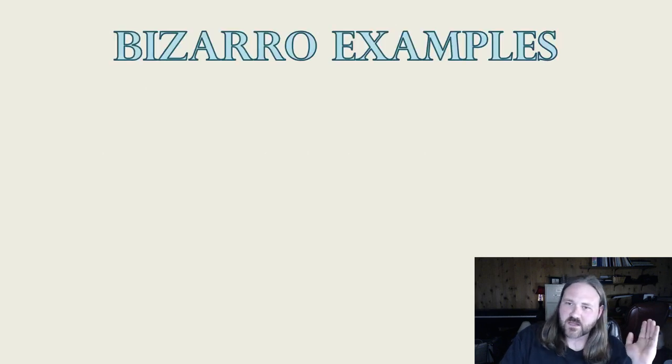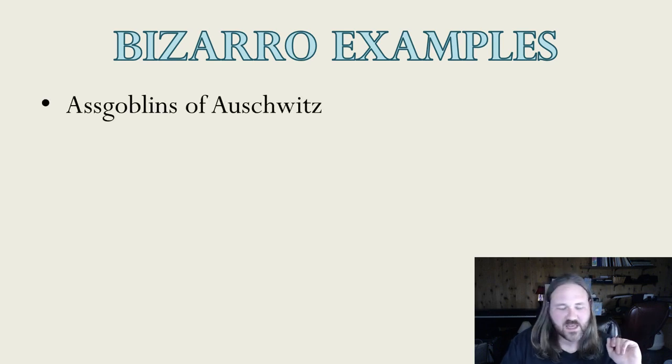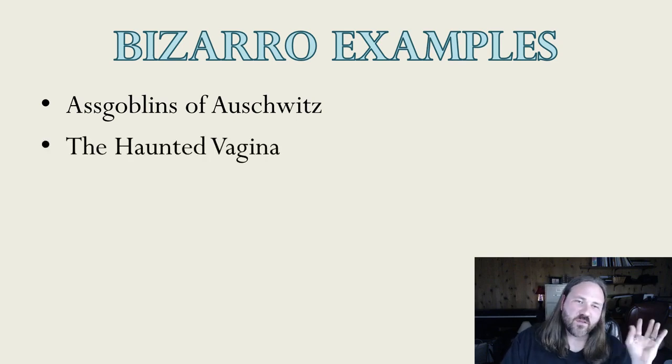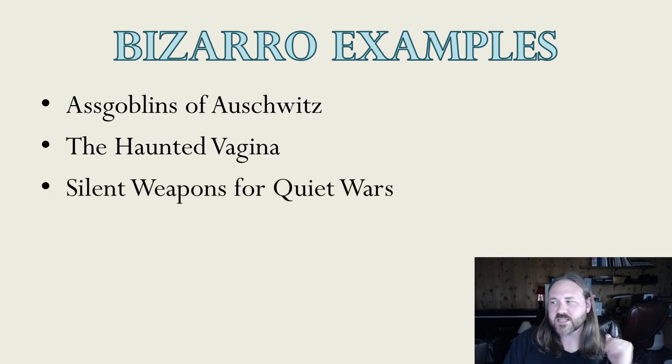Bizarro examples: I don't read a lot of Bizarro fiction, so these are just some of the ones that I know of. Ask for Goblins of Auschwitz is a zany and bizarre book. The Haunted Vagina is another very popular one. Both of those are very crazy, but the third one on the list, Silent Weapons for Quiet Wars, is a Bizarro book, but it is a little more serious. It's not intended to be quite as outlandish. Ask for Goblins of Auschwitz is really funny to me and disturbing, but those have a different sort of goal, each of those ones.